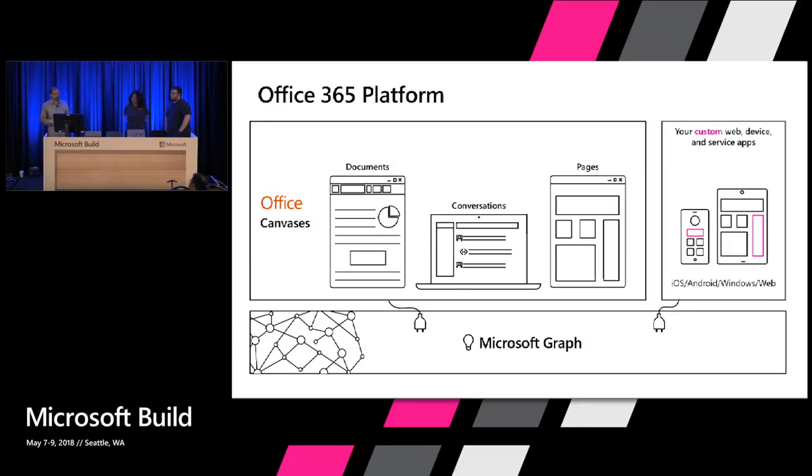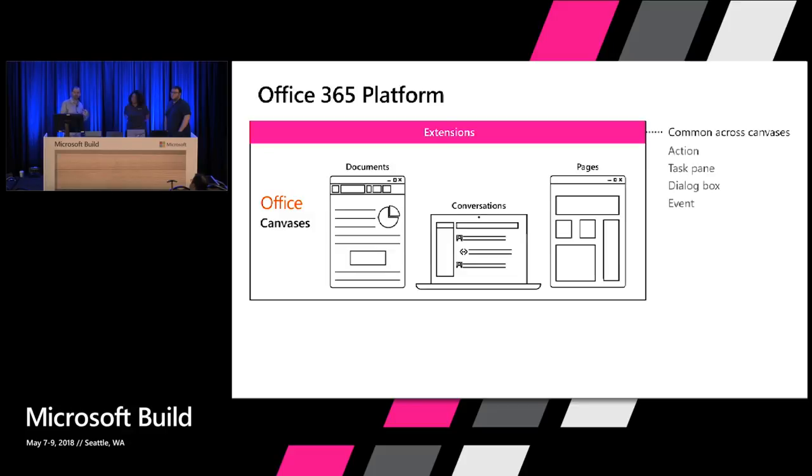Within our applications, across the canvases, we have this notion of extensions. And this is when you want to teach our canvas to do something new. A new domain, a new behavior that we've never taught it, an integration with your line of business system that lets it connect directly to the place where you've got canonical data about your business. And those come in kind of two flavors. One is these generic extensions, things like actions or task panes or dialog boxes that function the same way across all of these canvases.